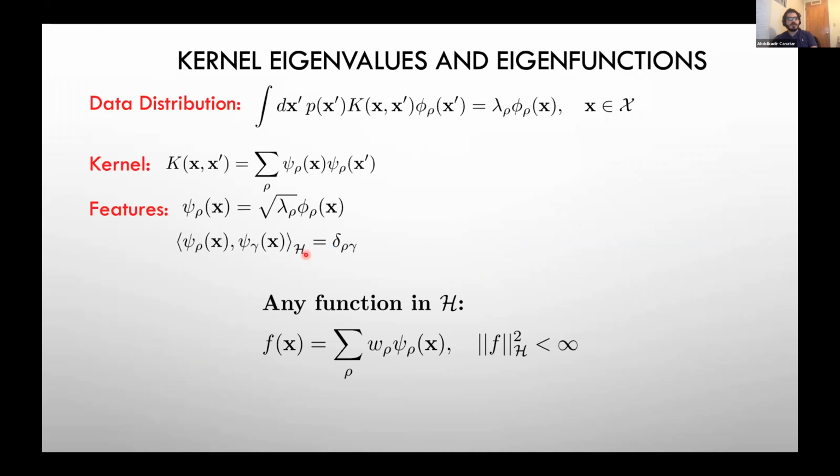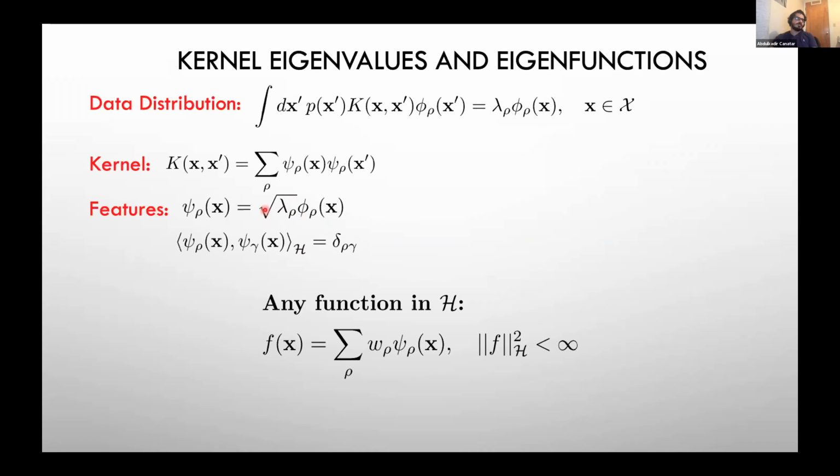But in order to calculate this function integral, first I need to decompose my functions into some orthogonal basis. This is how we do it. I take my data distribution, I take my kernel, and I try to solve this eigenvalue problem. Here, these 5 rows are going to be my orthogonal functions. And then later I define my features via square root of the eigenvalues times these orthogonal functions.